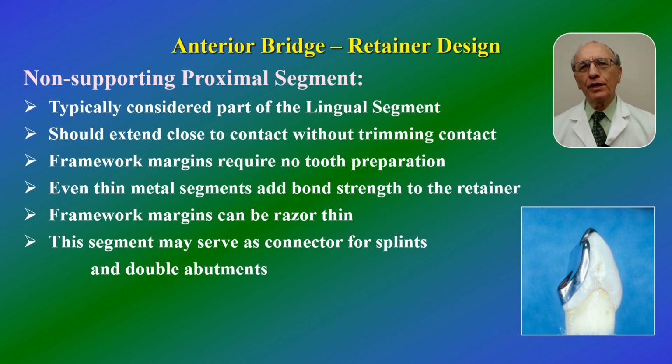The non-supporting proximal surface, usually considered part of the lingual segment, should extend close to the contact without trimming through the contact. Framework margins require no tooth preparation. Even thin metal segments add bond strength to the retainer, and the framework margins can be razor thin. This segment may serve as connection for splints and double abutments.